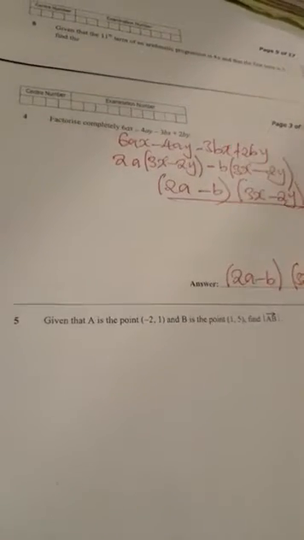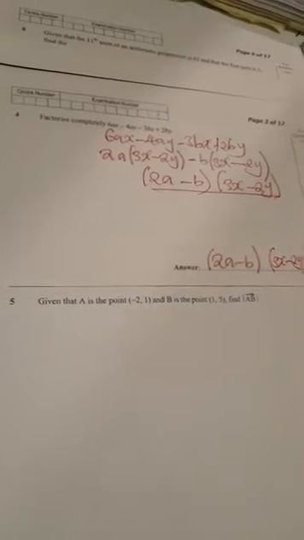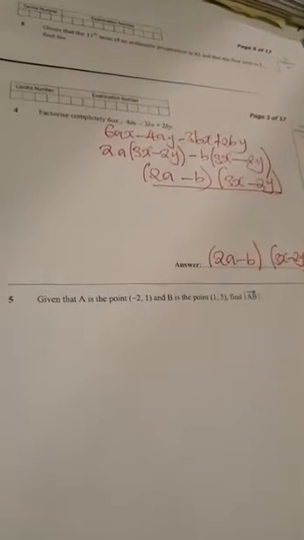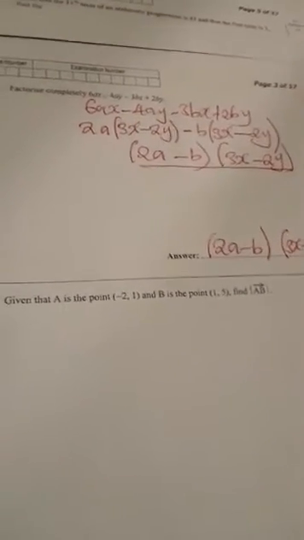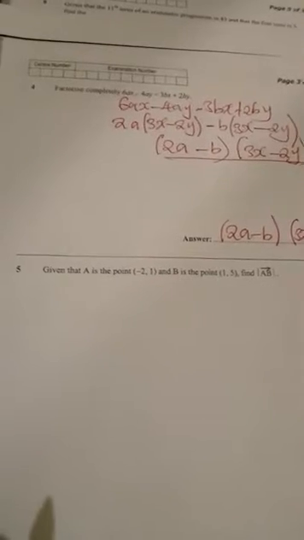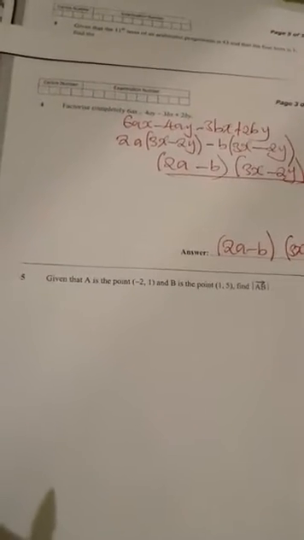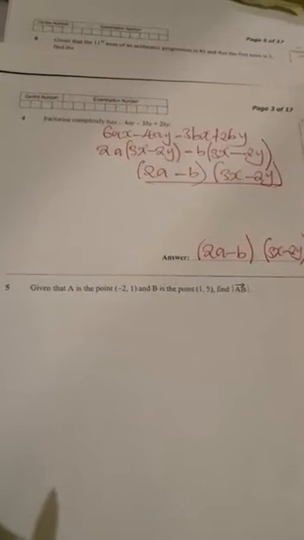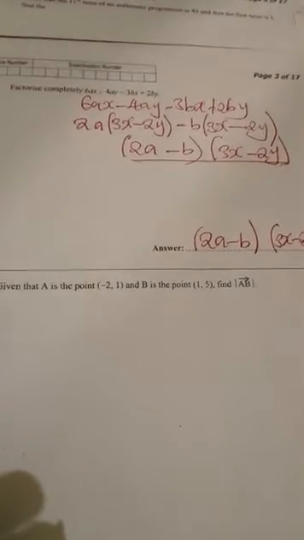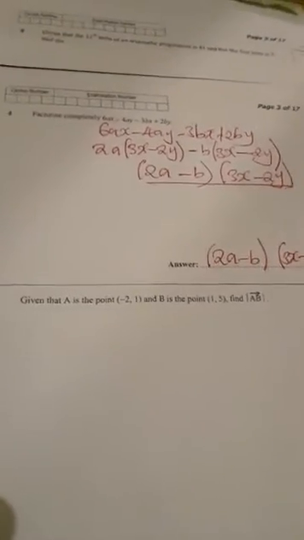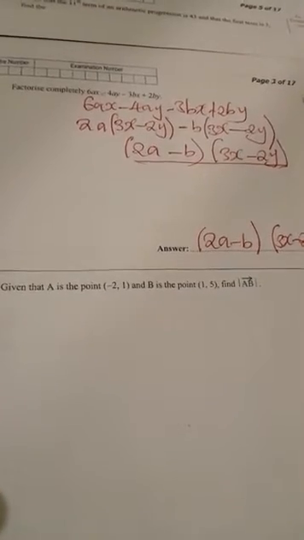All right, I think we continue. Given that A is the point -2, 1 and B is the point 1, 5. They want you to find the modulus or the magnitude of AB.